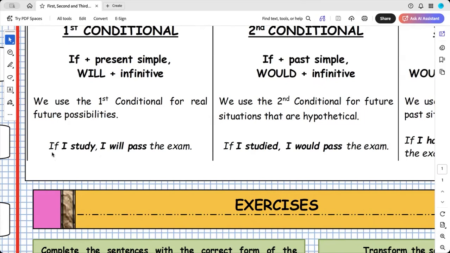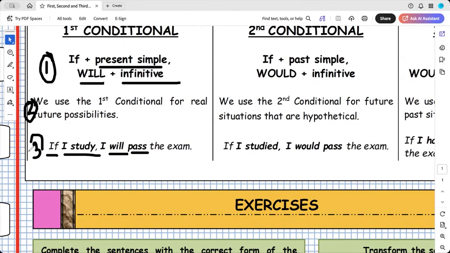So let's have a look at an example. If I study, I will pass the exam. So what you've got here is if I study, that is present simple. You've got will, and you have pass, infinitive. So when you're doing these, just make sure that you learn these three parts here. And you will understand it with practice. Just make sure you learn them.